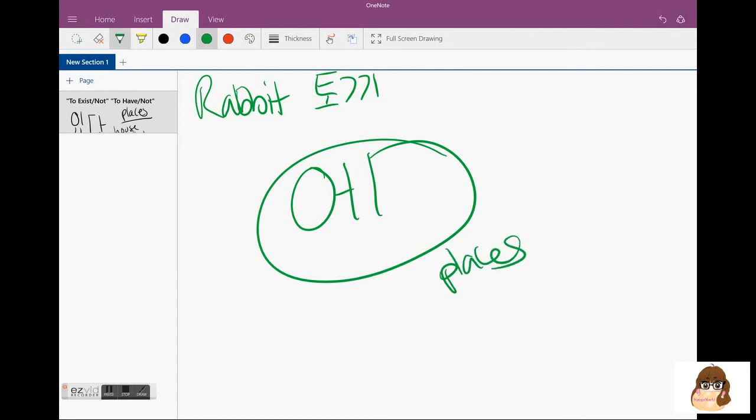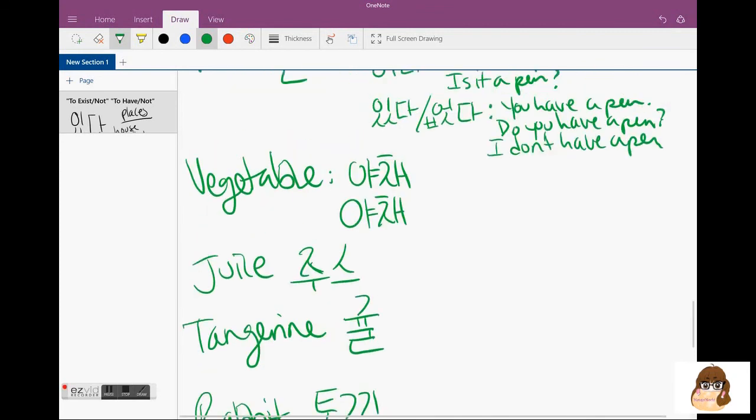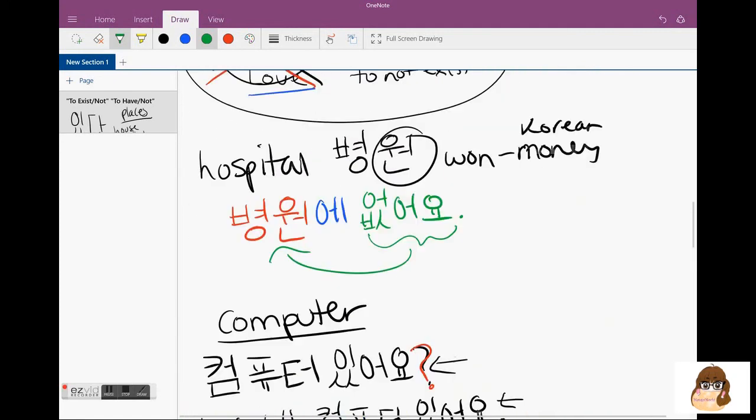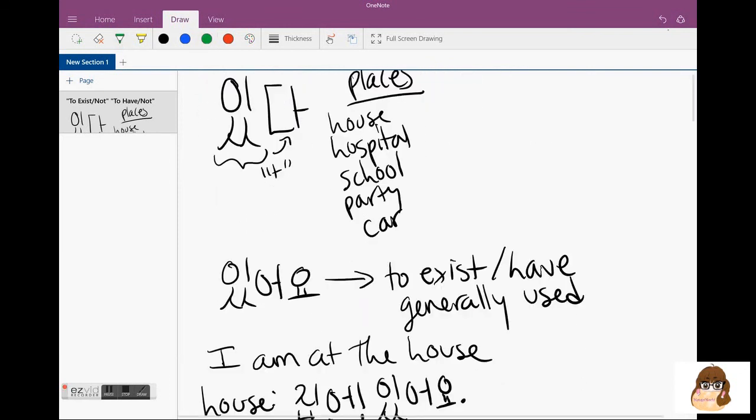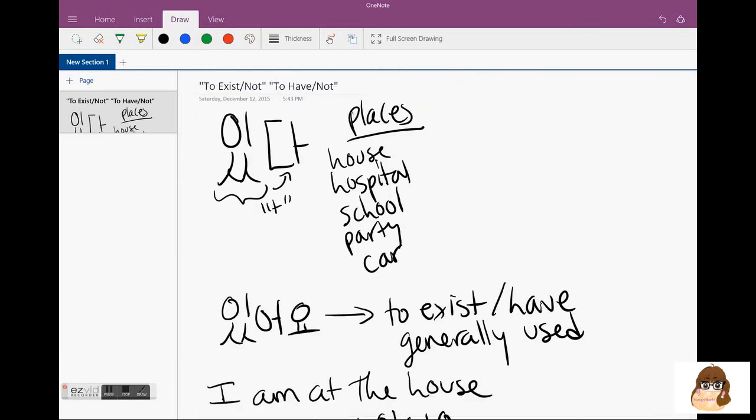Always use it for places. Let me double check, that's all I wanted to say. I think that's it for now. Okay. So remember, use e only for places in this type of situation. And check out the list of vocabulary I'm going to link on this video to make sentences with this new form. So I hope you liked the lesson, and thank you for watching.